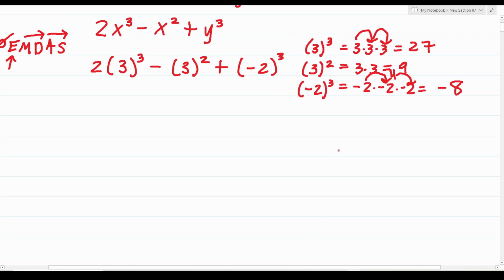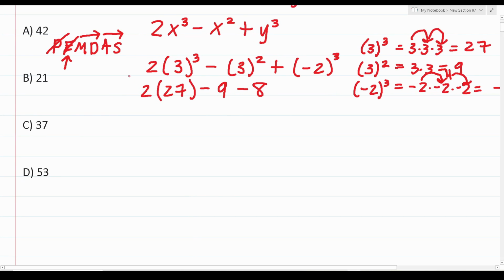So now that we know those values, let's go ahead and plug them in. This becomes 2 times 27, we said 3 to the third was 27, minus 3 squared, which we said was 9, and then plus negative 2 to the third, which we said was negative 8. All right, so we took care of our exponents. And let's see what else we have left. We have multiplication right here, 2 times 27, and then subtraction and addition.